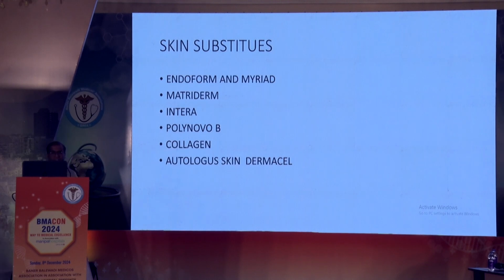Skin substitutes are sophisticated dressings. The commonest available with maximum benefit are Myriad and Endofoam. Apart from that, there are others like Metriderm, Integra, Polynovo, BTM, Collagen, Autologous Skin. These have changed the concept of wound healing. Usually we have to change the dressing once or twice daily with routine Sofra-Tule or gauze dressing. But with this self-delivery system with antibiotic, we need not change the dressing daily. After 4 or 5 days we can change the dressing, so it becomes very patient friendly.